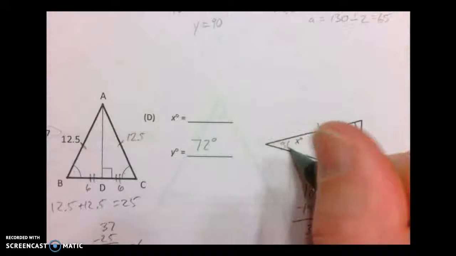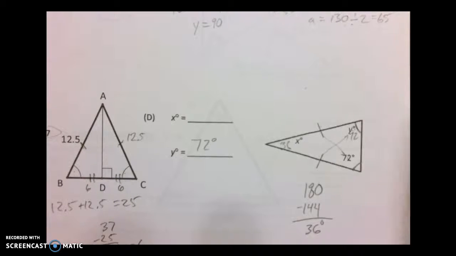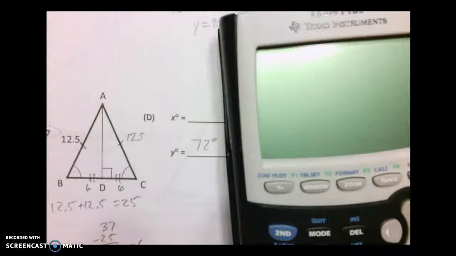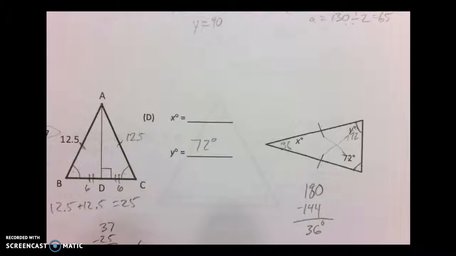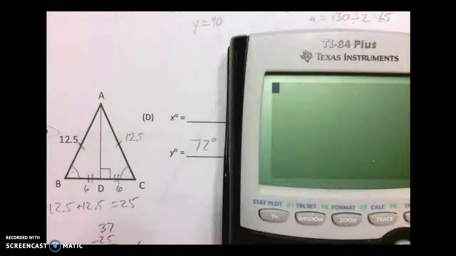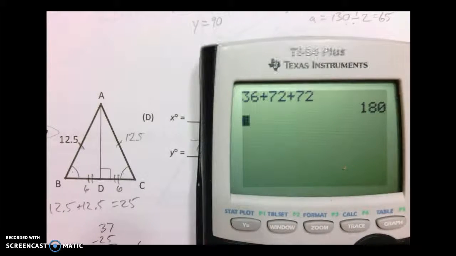Now if I wanted to check, let's make sure I actually have the right answer and I didn't just work through that too fast. I'm going to add up my three angles, 36, 72, and 72. 36 plus 72 plus 72 equals 180, so I must have the right answer.